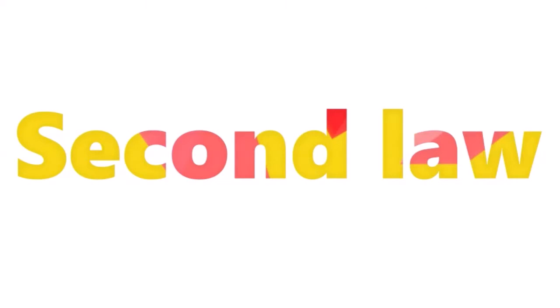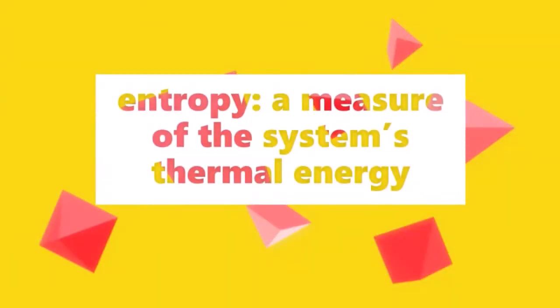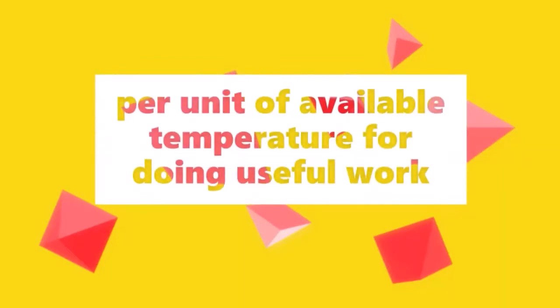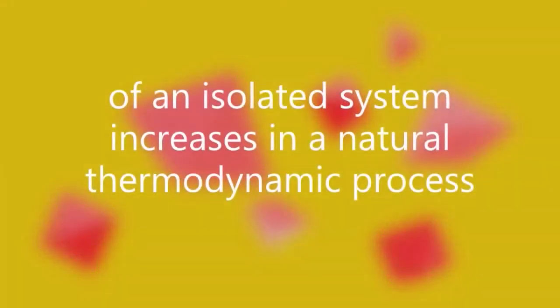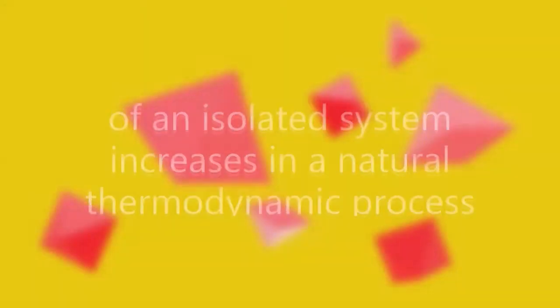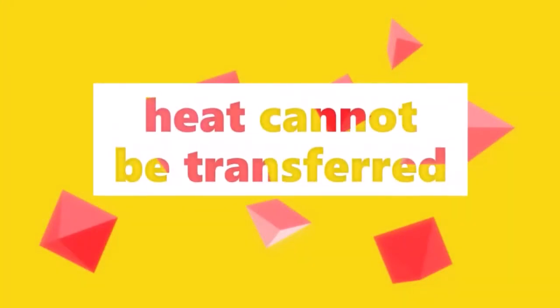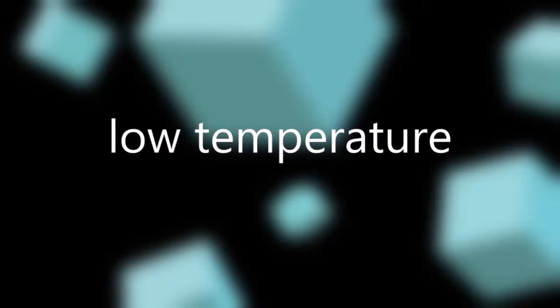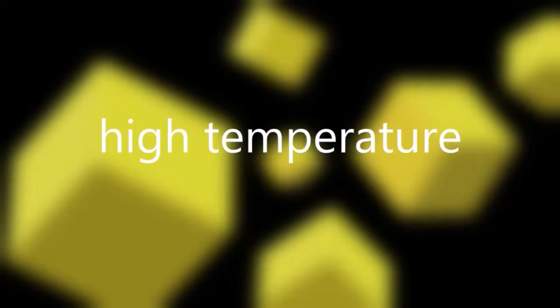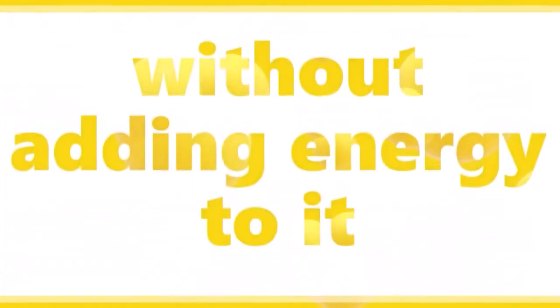The second law of thermodynamics states that the entropy, which is a measure of the system's thermal energy per unit of available temperature for doing useful work, of an isolated system increases in a natural thermodynamic process. It also implies that heat cannot be transferred from a body of low temperature to that of a body of high temperature without adding energy to it.